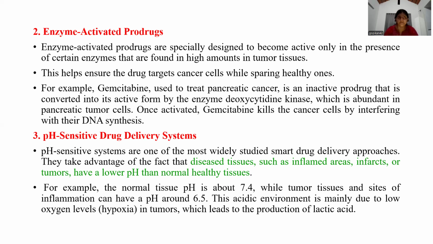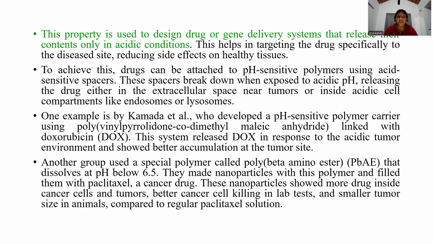So this property is used to design a drug or gene delivery system that releases contents only in the acidic condition. This helps in targeting the drug specifically to the disease site, reducing the side effects in healthy tissues. And to achieve this system, drugs can be attached to pH-sensitive polymers using acid-sensitive spacers, and these spacers break down when exposed to acidic pH, releasing the drug either in the extracellular space near the tumors or inside the acidic cell compartments like endosomes or lysosomes.